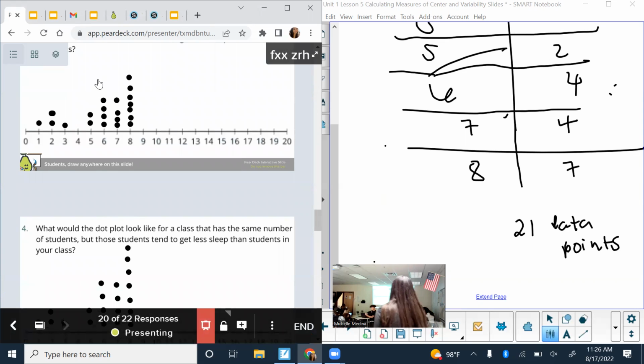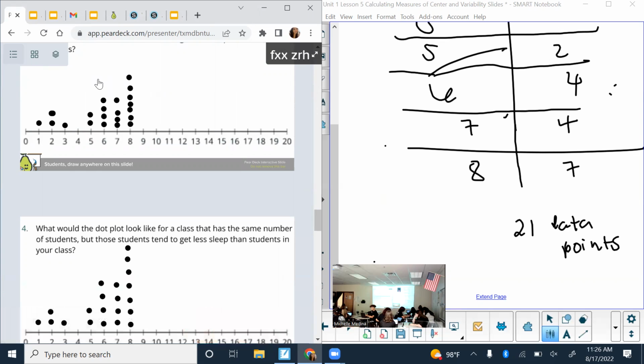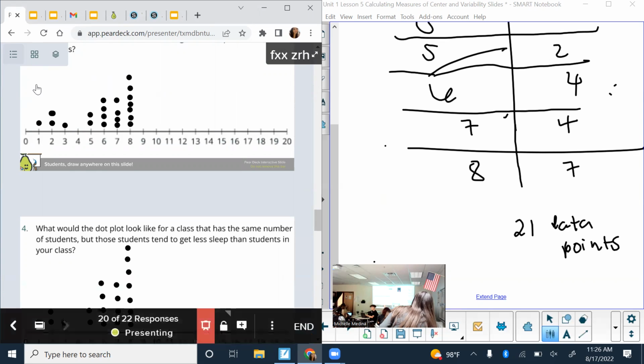It's not symmetric. It doesn't look like a mirror image. It's not bell-shaped. It's not bimodal. Bimodal would be like if this one was also most frequent too, then we could say that, but good. It's just skewed and nothing else. All right, questions, comments, concerns on dot plots.